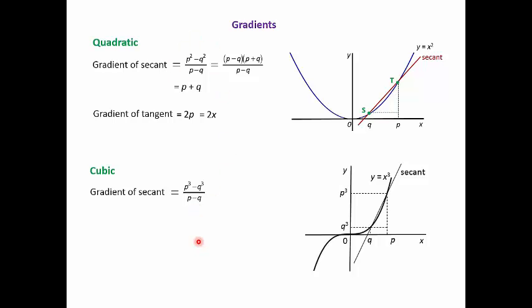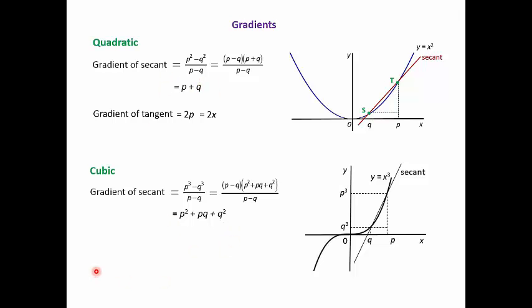So this corresponds to what we had up here for the quadratic. And we're going to do the same thing as before. We're going to factorize the difference of cubes like that, cancel the p minus q, and we get p squared plus pq plus q squared. That's the gradient of any secant for the cubic y equals x cubed. And it has again a nice symmetry. That corresponds to the p plus q we had up here. And now we've got this.